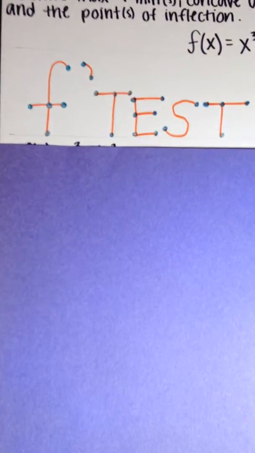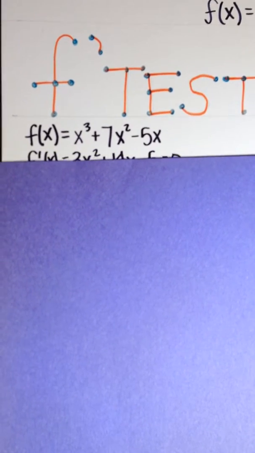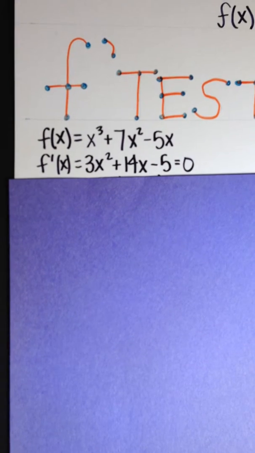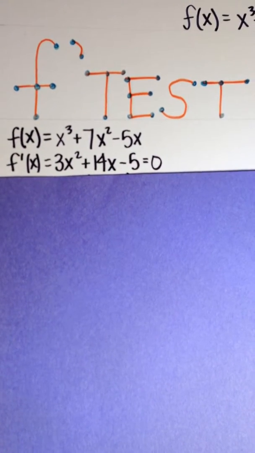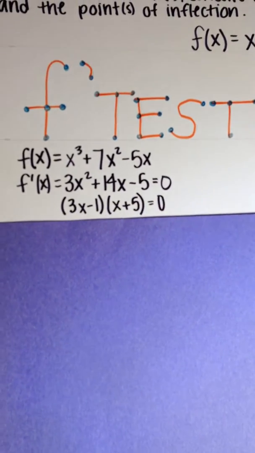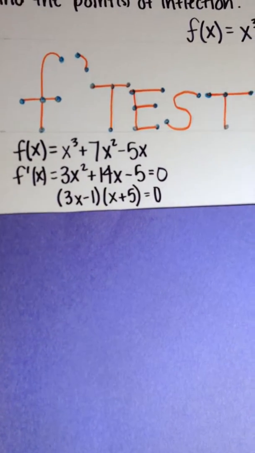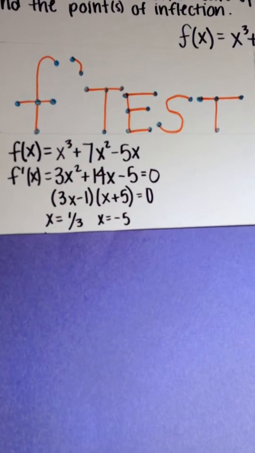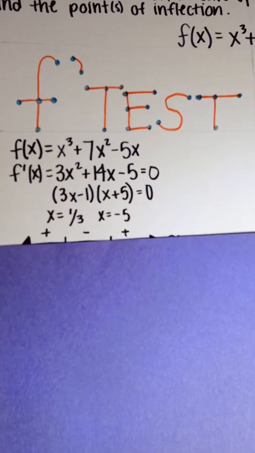For our first derivative test, we take f of x and find the derivative of it. So f prime equals 3x squared plus 14x minus 5. We set that equal to 0 and we factor it. So we take 3x minus 1 times x plus 5 equal to 0, and we find that x equals 1/3 and x equals negative 5.